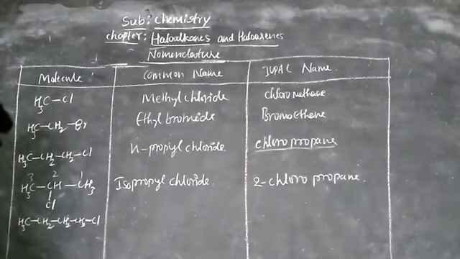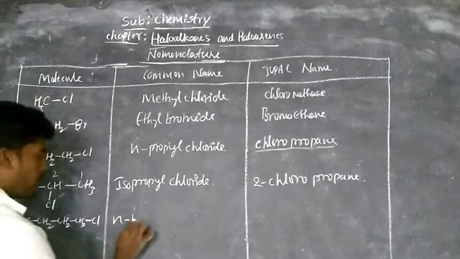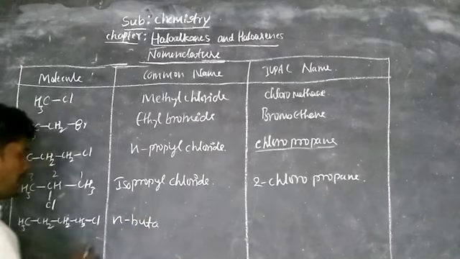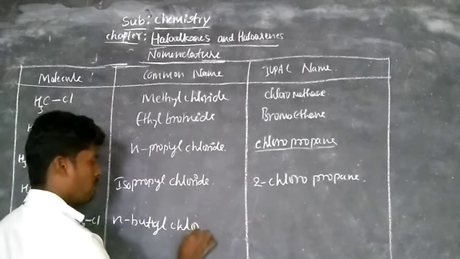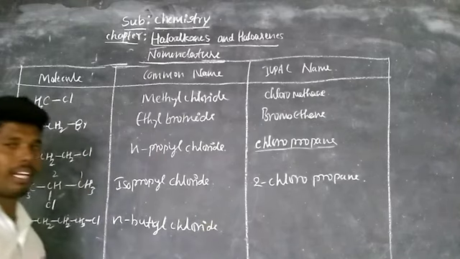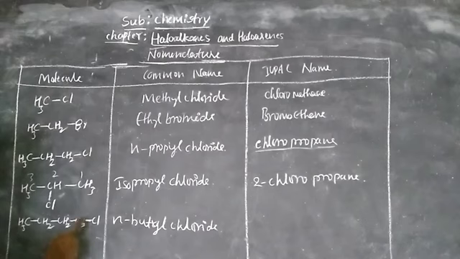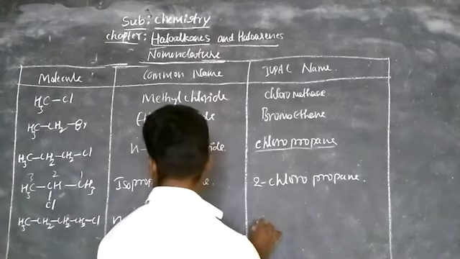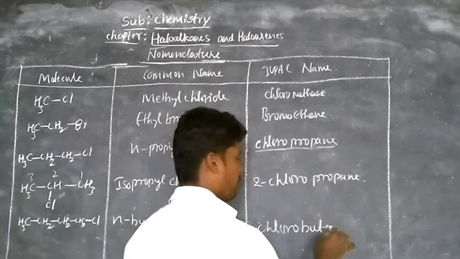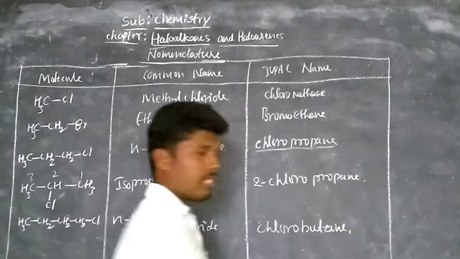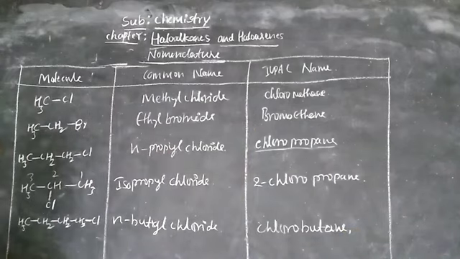Getting it? Then similarly, 1, 2, 3, 4 means but. So normal butane. It is normal butyl chloride, that is n-butyl chloride. And the IUPAC name is 1, 2, 3, 4. Right? So 1-chlorobutane, or simply called chlorobutane. So this is the nomenclature for some compounds. Now take some more.